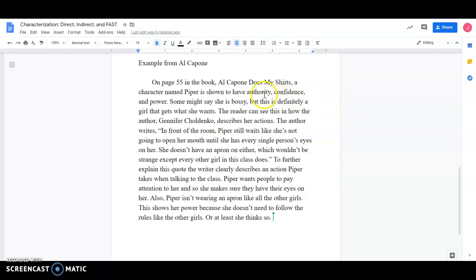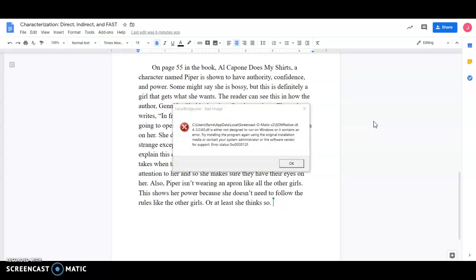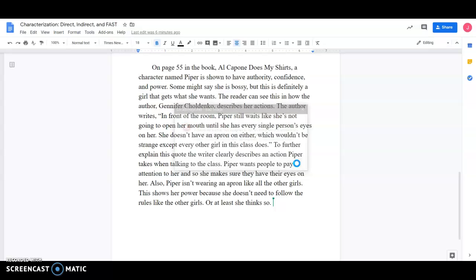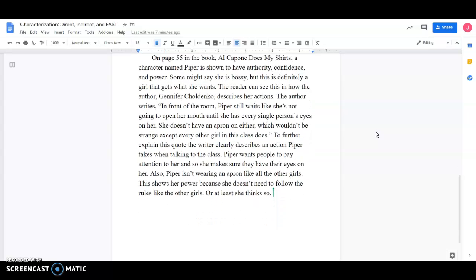So I use a few different character traits. She's authoritative, she's confident, she's powerful. I say she's bossy, all different ways to describe it. And then I go into why. Why do I think this character trait? Why does this keep showing up? The reader can see this in how the author, Jennifer Choldenko, describes her actions. So I'm focusing on an action at FAST, because remember, there's feelings, actions, speech, and thoughts. I'm focusing on Piper's actions.